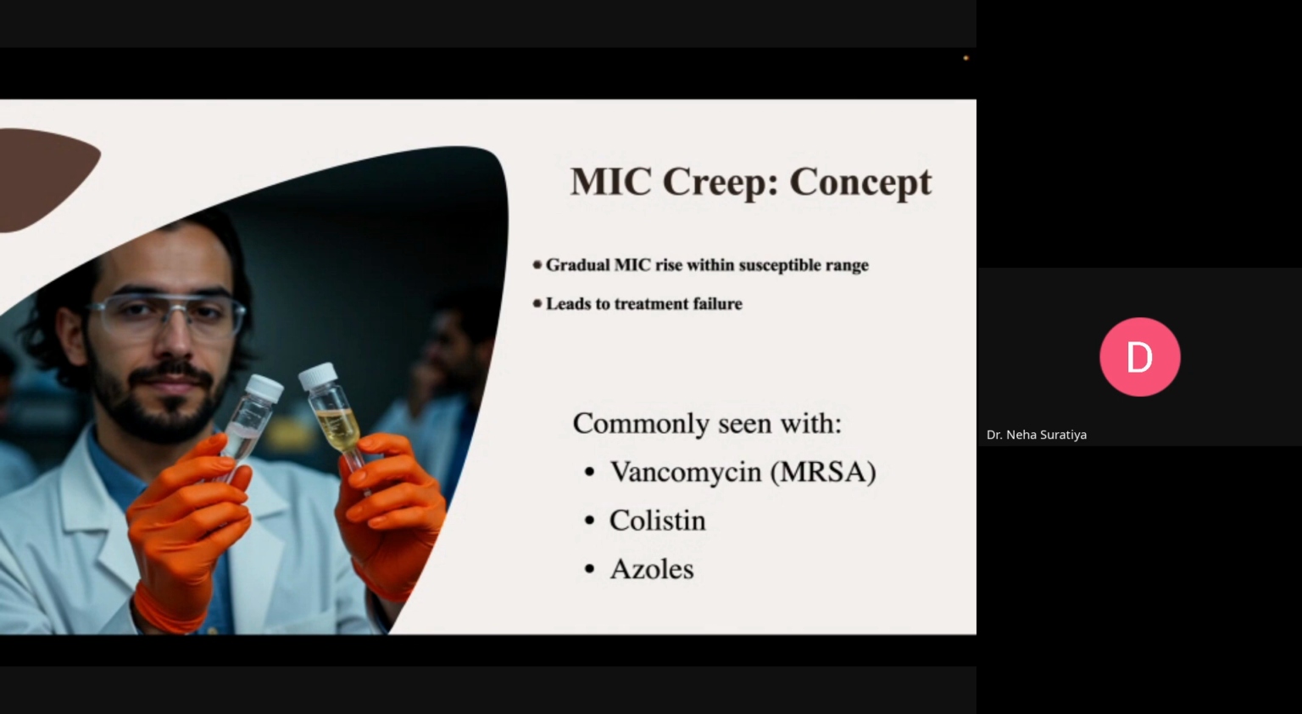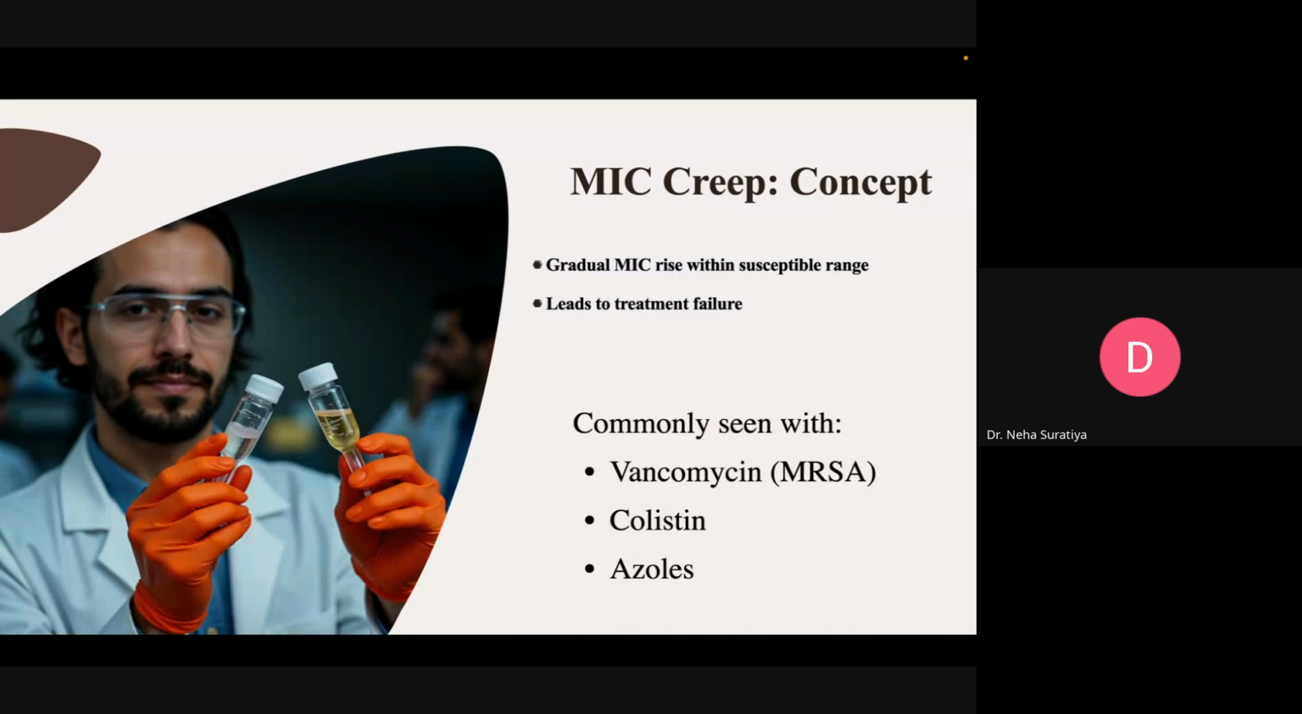Okay, so let's say, for example, I will give you an example. In the first year, the MIC is showing 0.25. Yearly, let's take for general understanding. Second year, it is showing 0.5. Third year is 1. And fourth year MIC is 2. All of these are reported as susceptible. But the drug effectiveness is clearly decreasing, clearly decreasing.